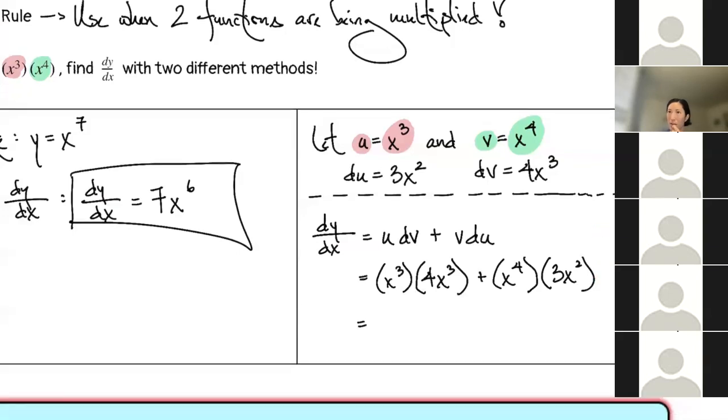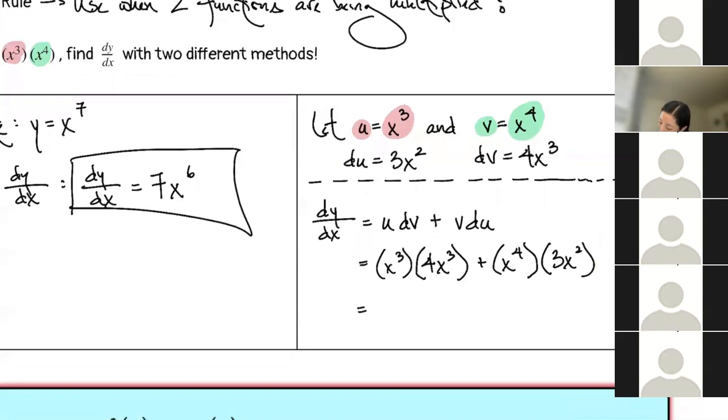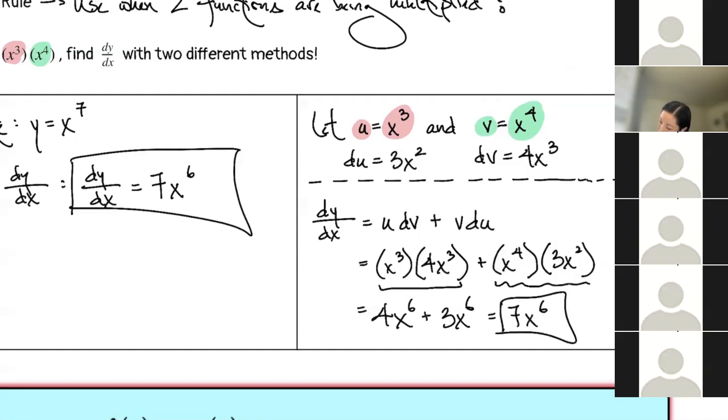Okay. So now if we simplify, look at what we get. The first term becomes 4x to the 6th. The second term becomes 3x to the 6th. Now, I know we're doing a lot of higher level math here, but this is really 4 of something plus 3 of that same something gets you the same answer. Okay.